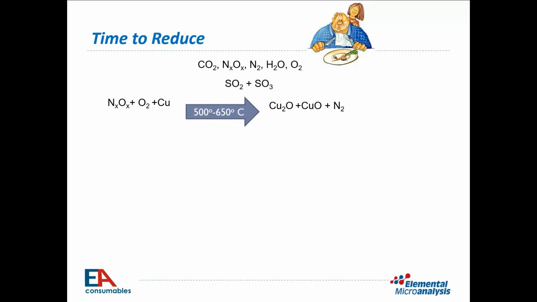Now, we also may have SO2 and SO3 available. So these will also be absorbed if we're at 500 to 600 degrees Celsius, but not if the copper is at a higher temperature. So in the case where you're also looking to quantitate sulfur, we would just increase the temperature of that reduction tube to 850 degrees. That will still reduce the SO3 to SO2, but not absorb it.